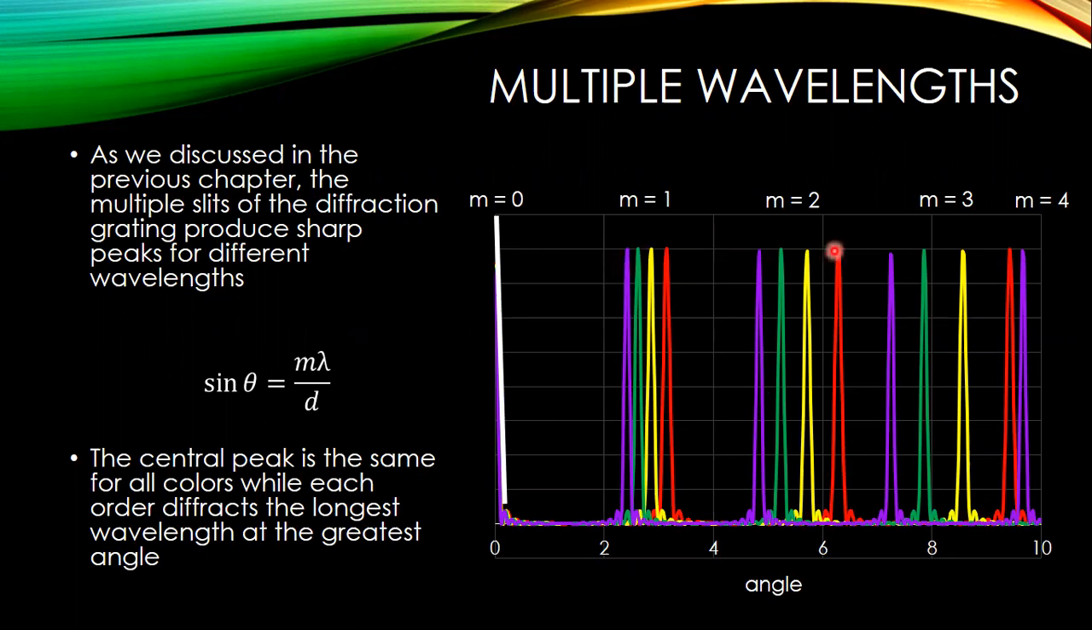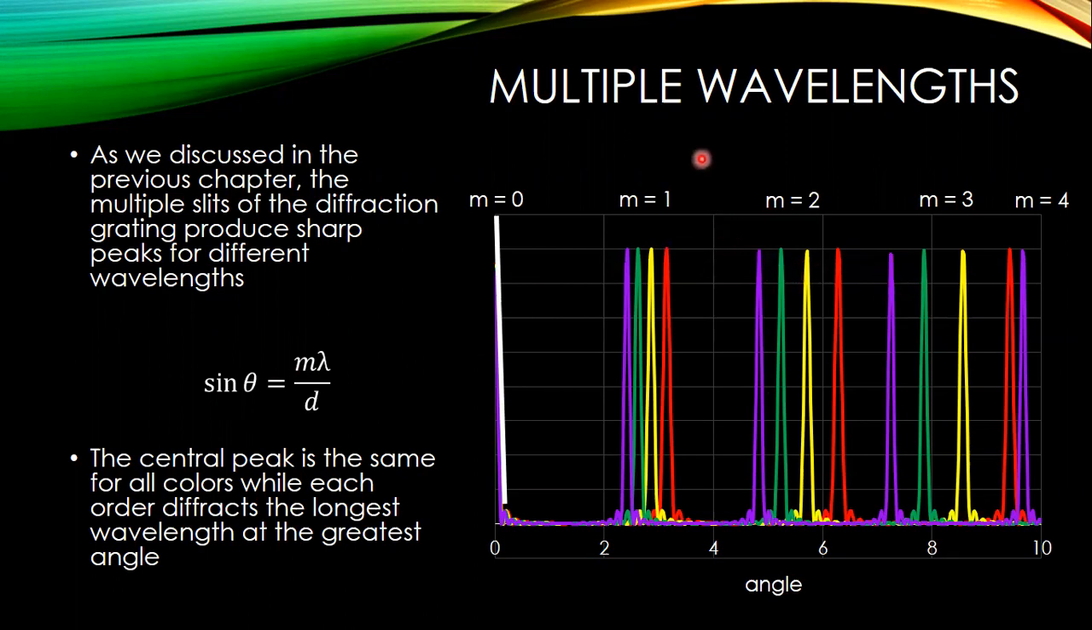Then we get to the second order, and effectively in the small angle, sine theta is approximately equal to theta. If I double the order number, for the same wavelength, I'm going to have twice the angle. So here's my first order. The second order is at twice that angle. The third order is at 3 times that angle. And you can see how these lines spread out.